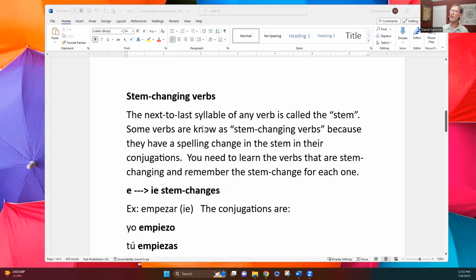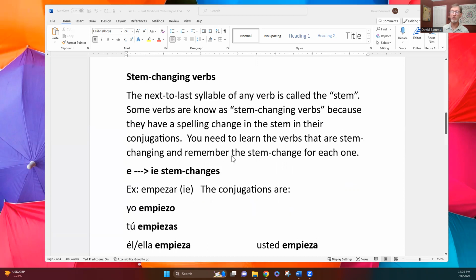Stem changing verbs. We actually know some of these things. We've studied 2 stem changing verbs, but we'll talk about general stem changing verbs. The next to last syllable of any verb is called the stem. And some verbs, not all, in fact, I wouldn't even say many, but some verbs are known as stem changing verbs because they have a spelling change in the stem of their conjugations. So there's three different kinds of stem changing verbs that we're going to take a look at.